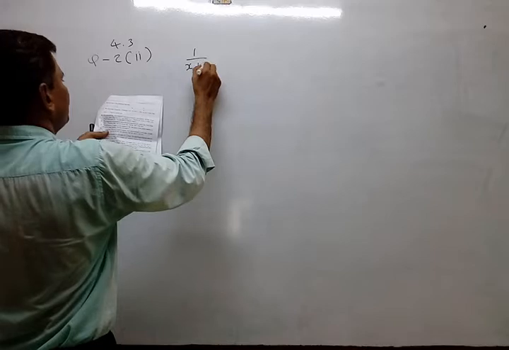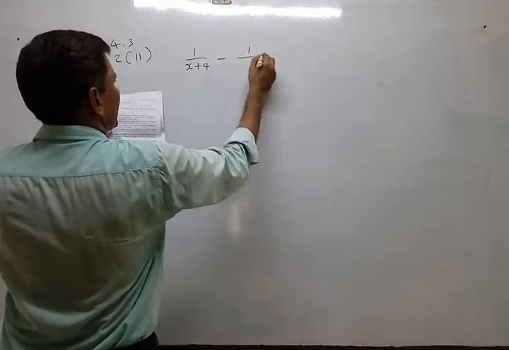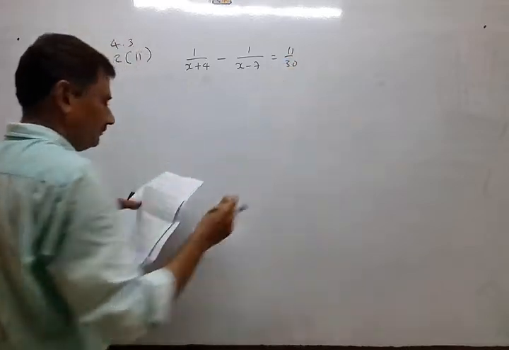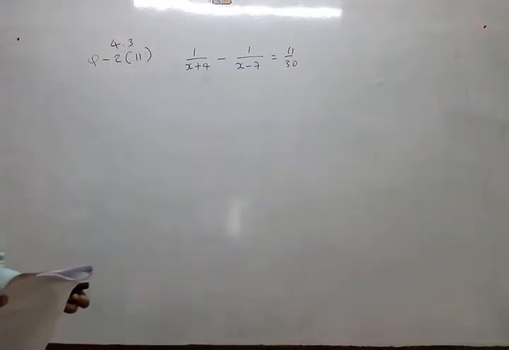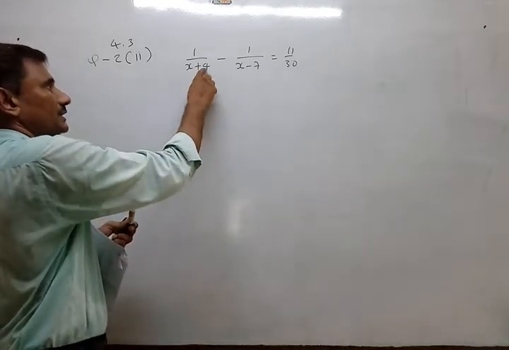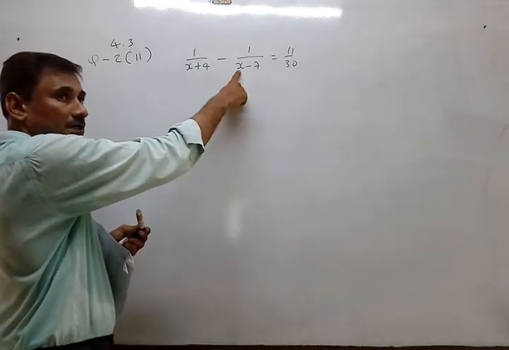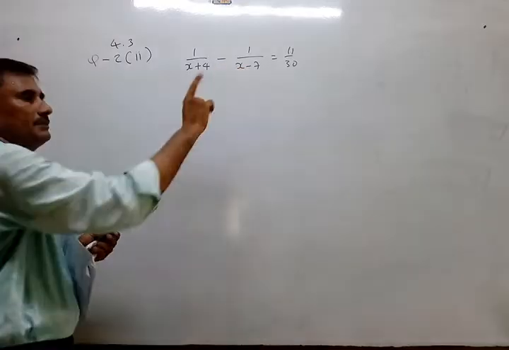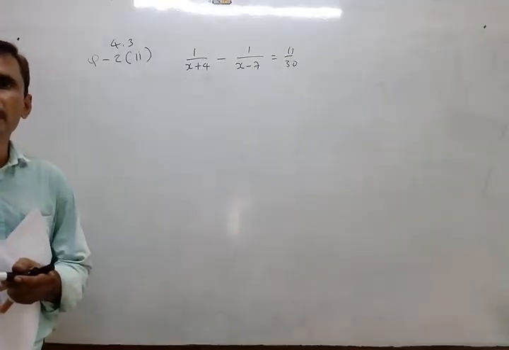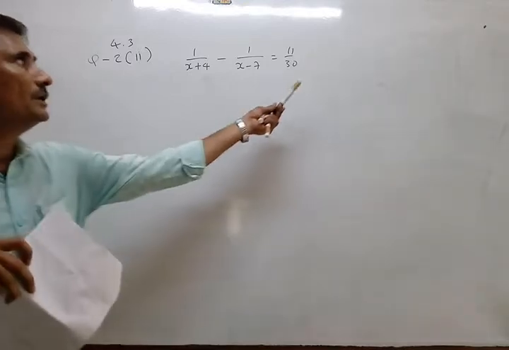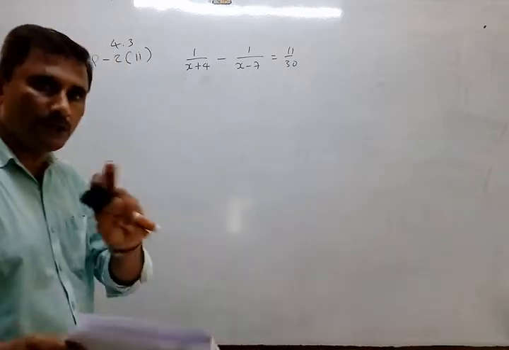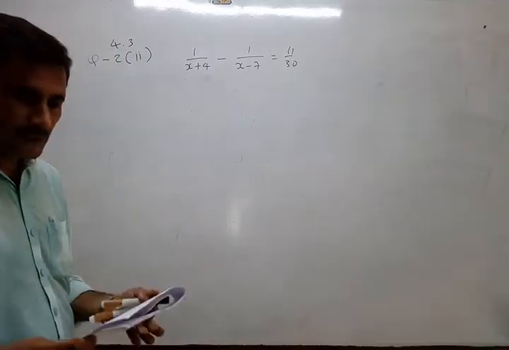x plus 4, 1 upon x minus 7 is equal to 11 upon 30. In bracket it is written x not equal to minus 4 and 7. If x equals minus 4, then this becomes 0. If x becomes 7, then this becomes 0. If the denominator becomes 0, then the term becomes undefined. The term should be defined, so that case is never applicable. That's why they give the particular specification in bracket. Okay, but don't get confused by that, just ignore it.